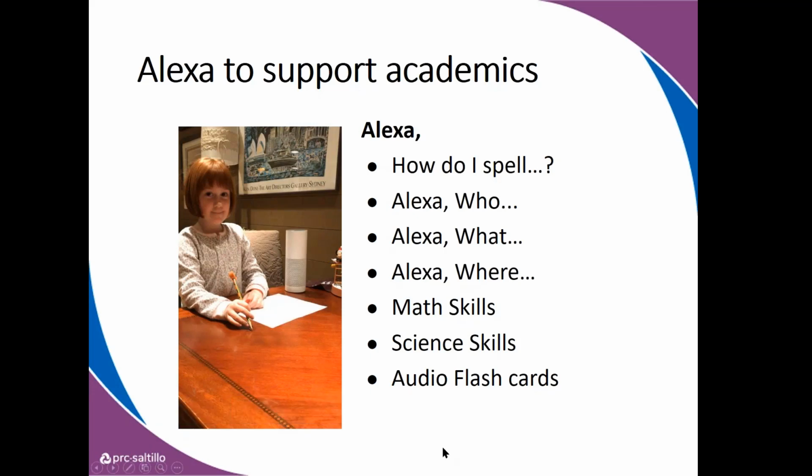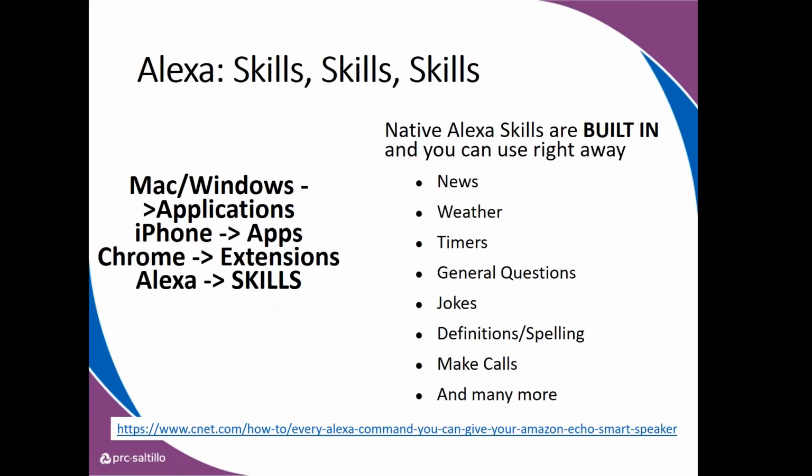Let's skip through this one. Okay, all right. And the way Alexa works, it's all about the skills, okay? So the way to think about it, when you think of your Mac or Windows computer, you're installing applications. When you're thinking about an iPhone or an Android phone, you're installing apps. If you're using a Chromebook, you're dealing with installing extensions, and with Alexa, it's skills. So Alexa skills are really the Alexa apps or the Alexa extensions, applications, whatever helps you understand how it works.